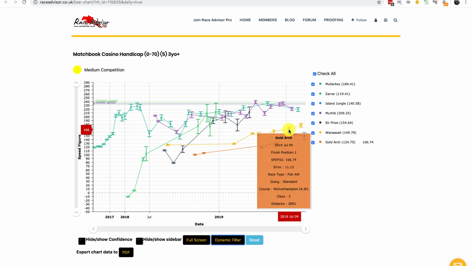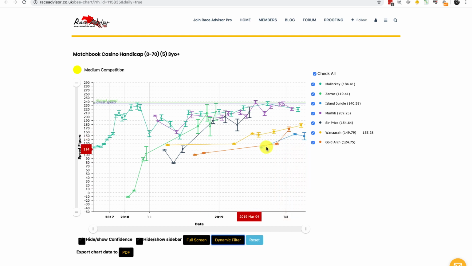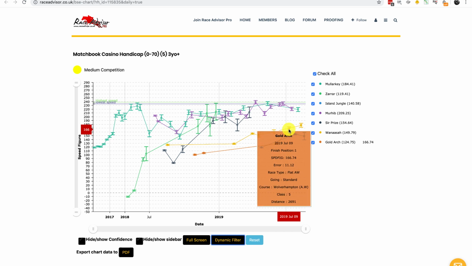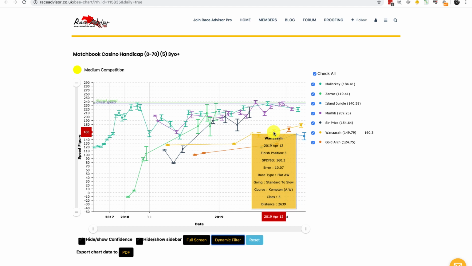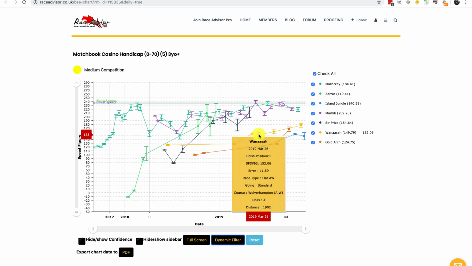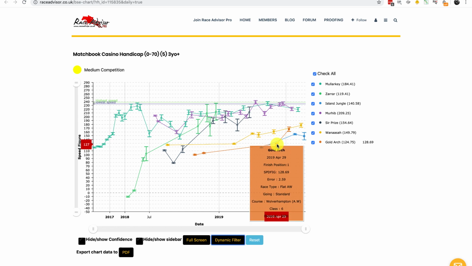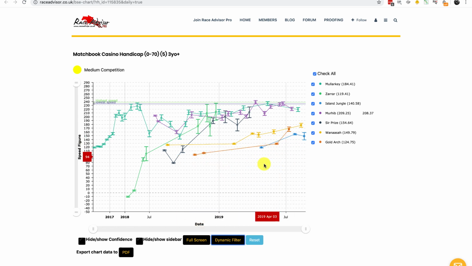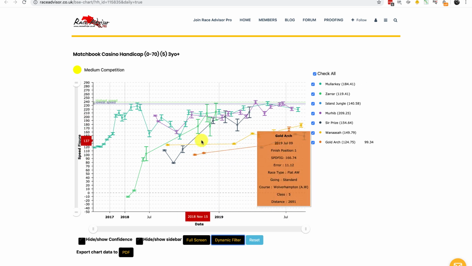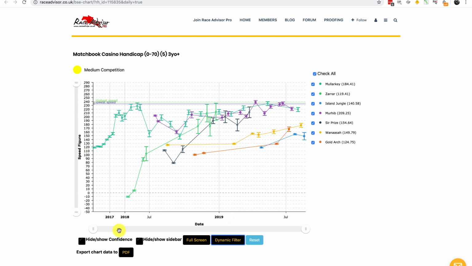It's important. Golden Arch is here as well, and again, both of them are improving, which is something to bear in mind. We can see that the line is going up, but generally a win there on standard, a win there on standard, standard to slow, standard. So we're looking at the going here particularly as well, as it's standard to slow. So there's nothing that stands out here in comparison to some of the others.